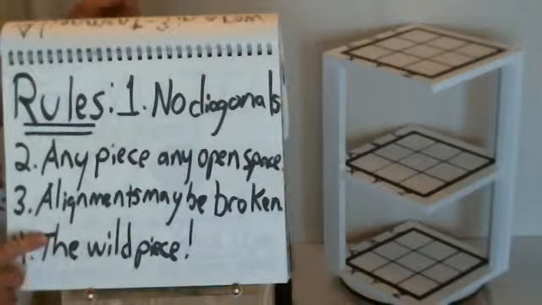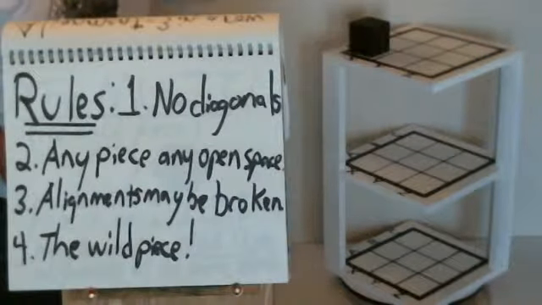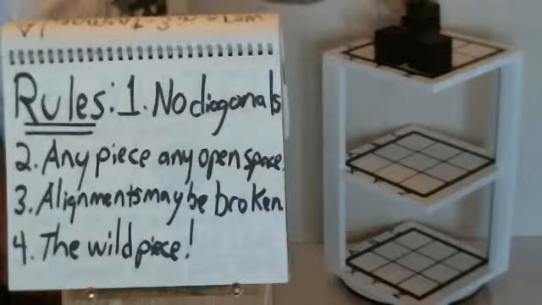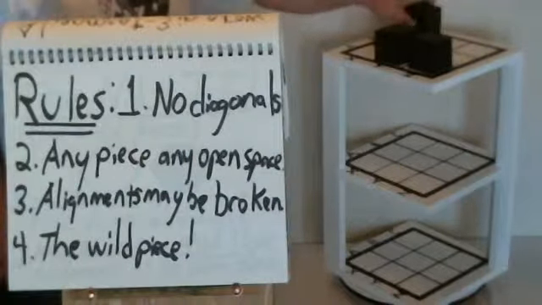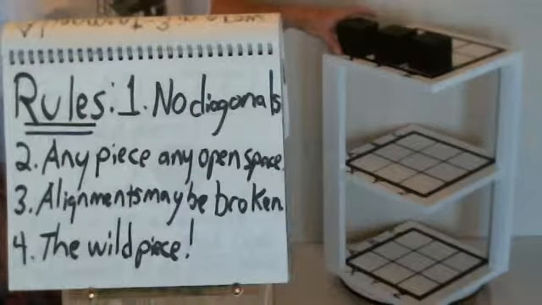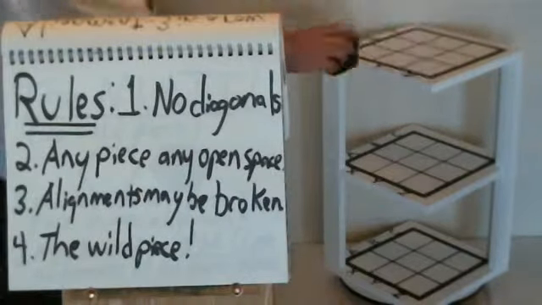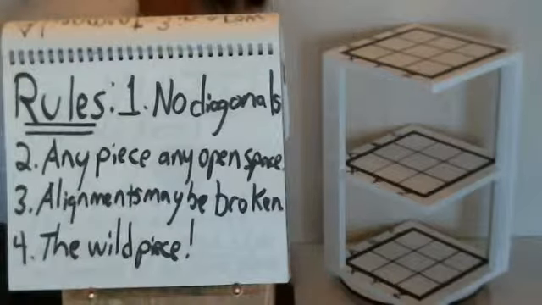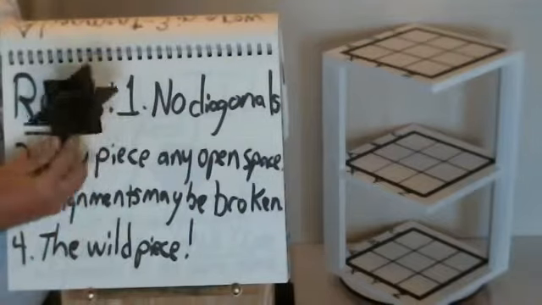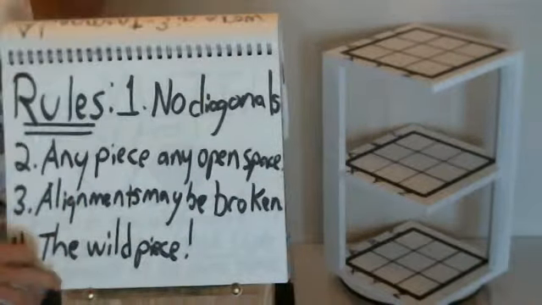The third rule is once you have an alignment, as the game progresses, you can break that alignment as long as you announce it and then put it all back together later. That's basically the main gist of the strategy, which you'll see as we play. So alignments may be broken. And then the last rule is in reference to the wild piece that we told you is now called the multi, which is short for multiple use piece, or the wild piece.